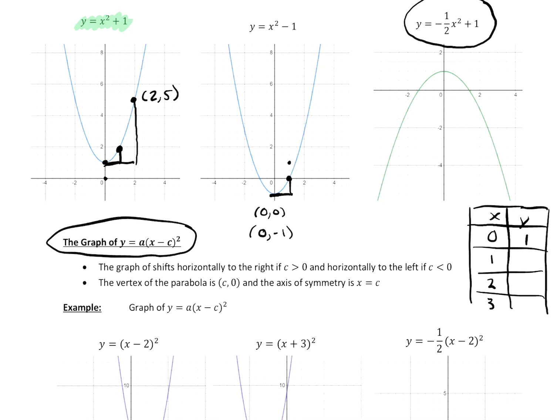When x is 1, what's 1 times negative 1/2? Well, negative 1/2 plus 1 is 1/2. Now when x is 2, 2 squared is 4. 4 times negative 1/2 is negative 2. And then I'm adding 1.